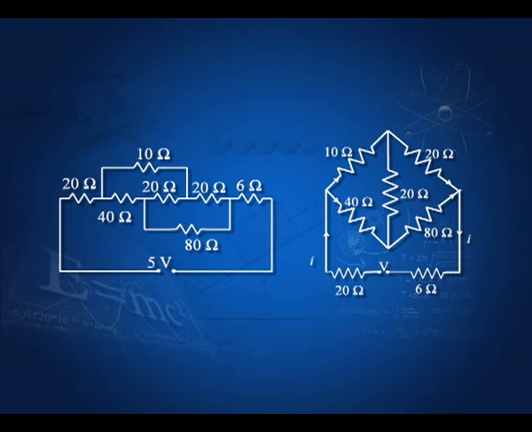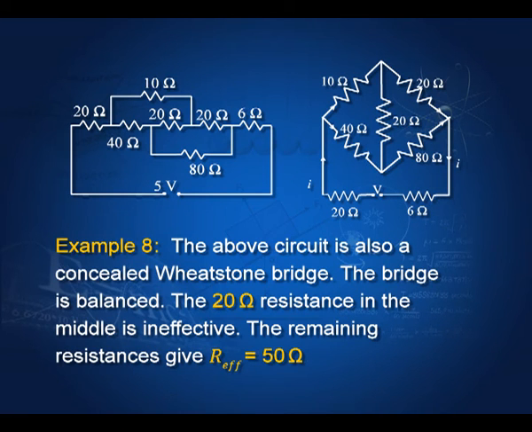Through this resistance there is no current, and therefore, you can find the effective resistance. The effective resistance of this is how much? 20 ohms, and this adds to this 30 ohms, and the total resistance is 50 ohms. The important thing to notice is that this is nothing but a Wheatstone bridge, and it is a balanced Wheatstone bridge. So, you can ignore this 20 ohms.